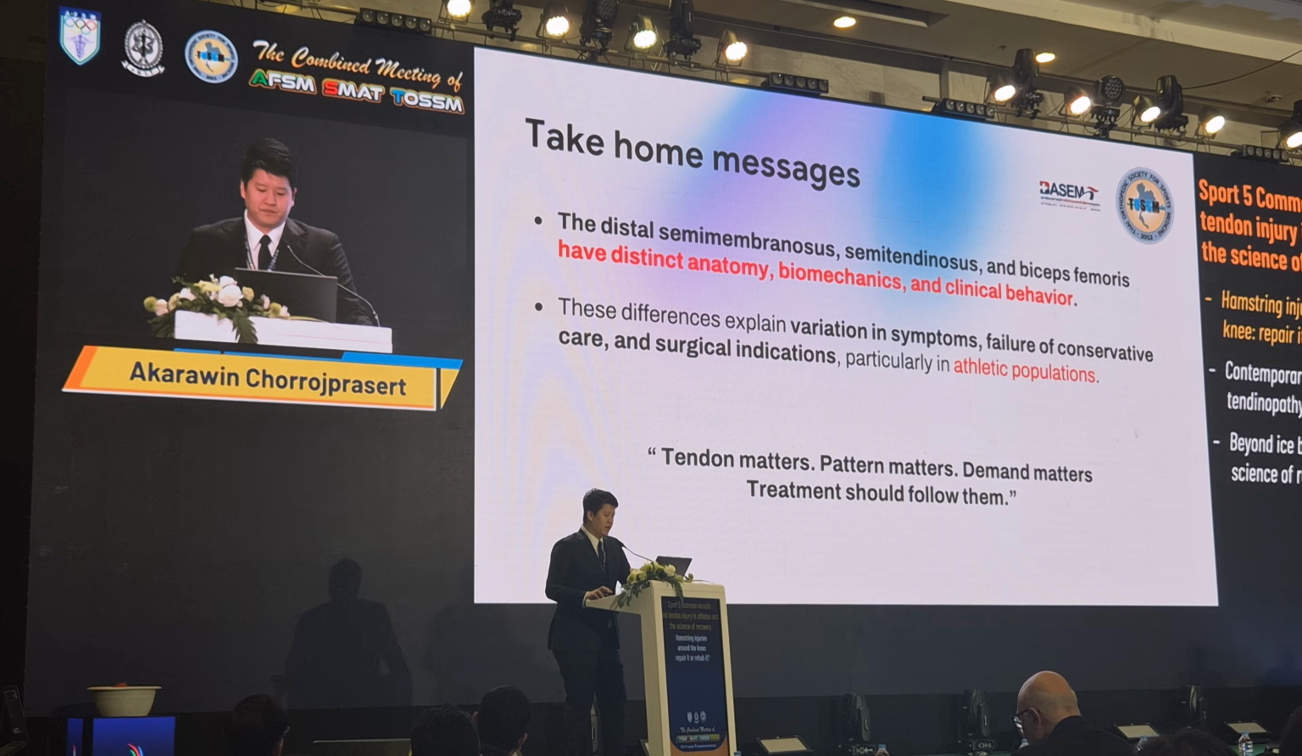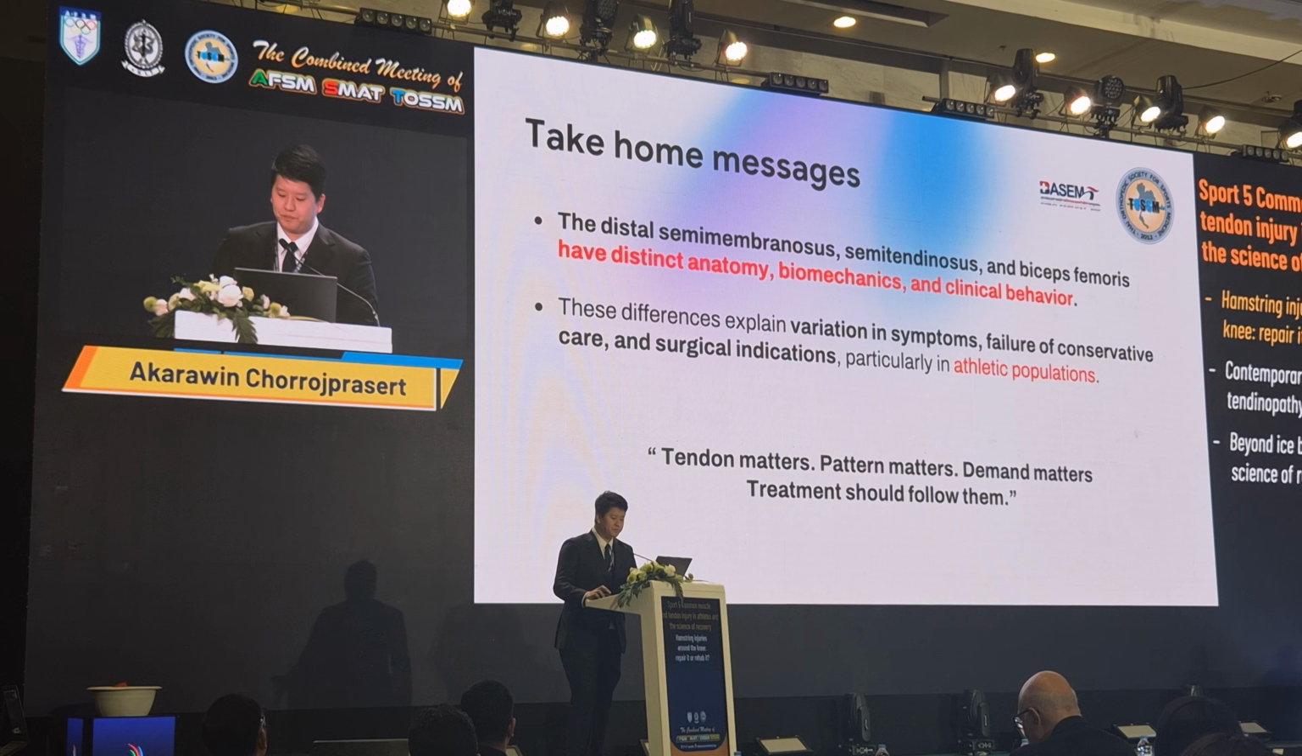To conclude, the distal semimembranosus, semitendinosus, and biceps femoris all have distinct anatomy, biomechanics, and clinical behavior. These differences explain variation in symptoms, failure of conservative care, and surgical indication, particularly in athletes. So tendon matters, pattern matters, treatment should follow them.